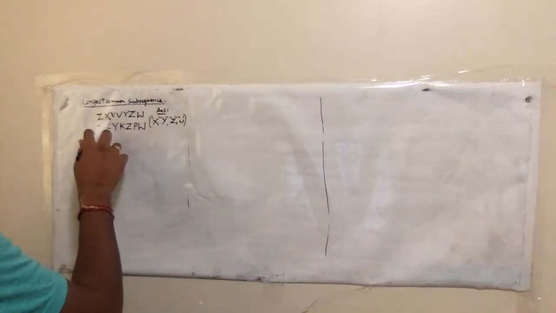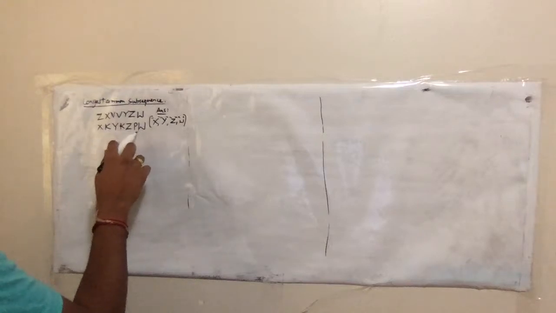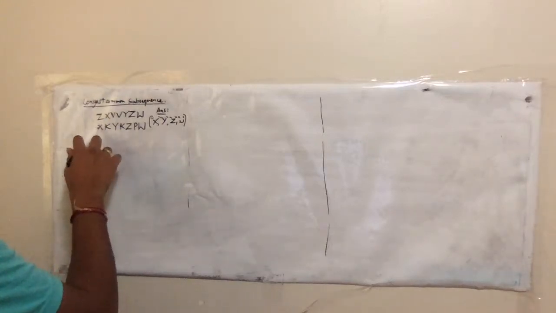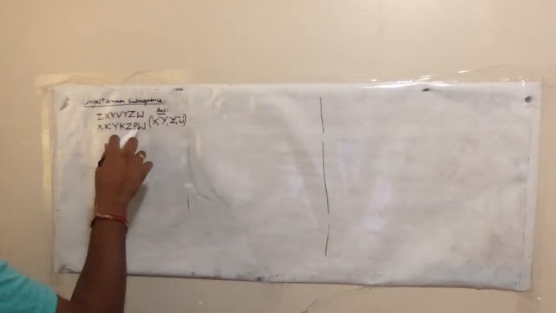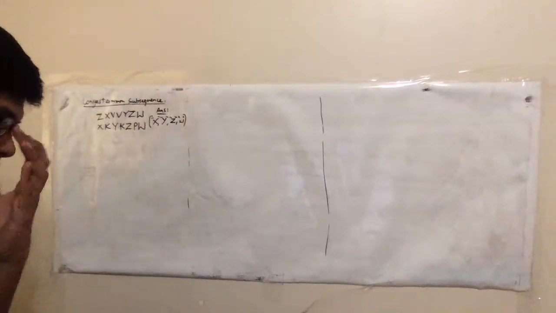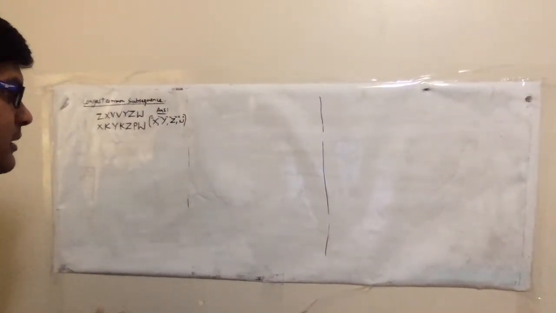So zx vv y zw xk yk z zpw. So x is common, y is common, z is common, and w is common. So that is the maximum sequence. So okay, how to approach this problem? I will proceed with the dynamic programming, DP approach.